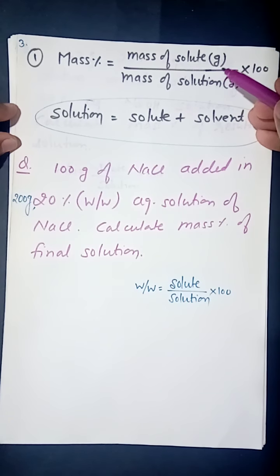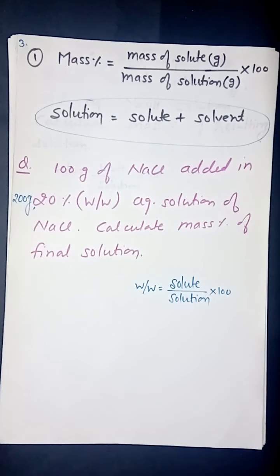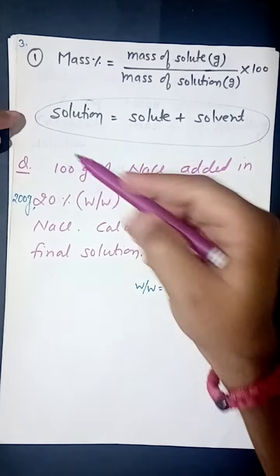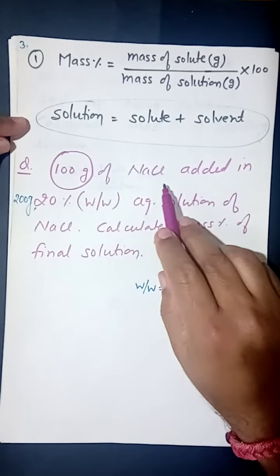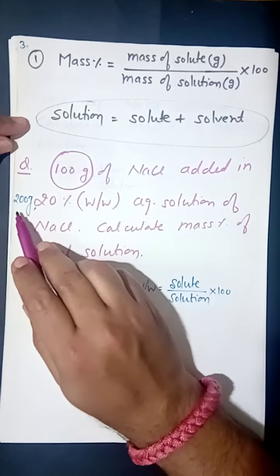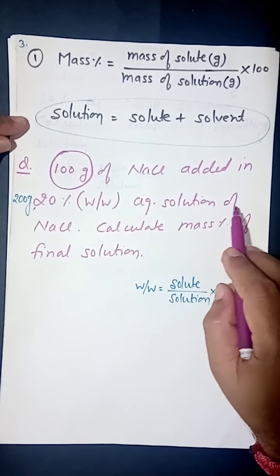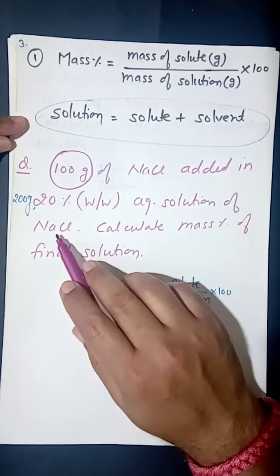A question is given here for better clarification. 100 gram of sodium chloride is added in 200 gram of 20% by mass aqueous solution of NaCl. Calculate the mass percent of the final solution.